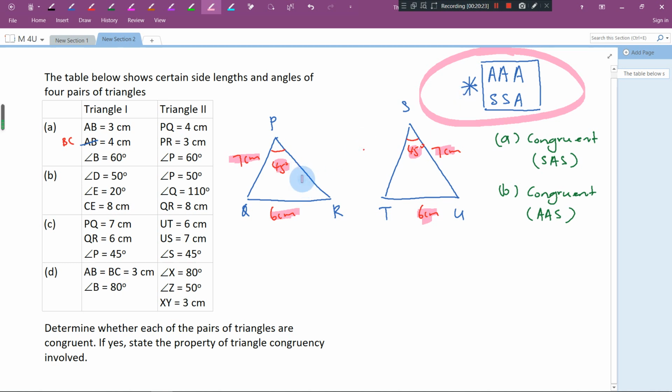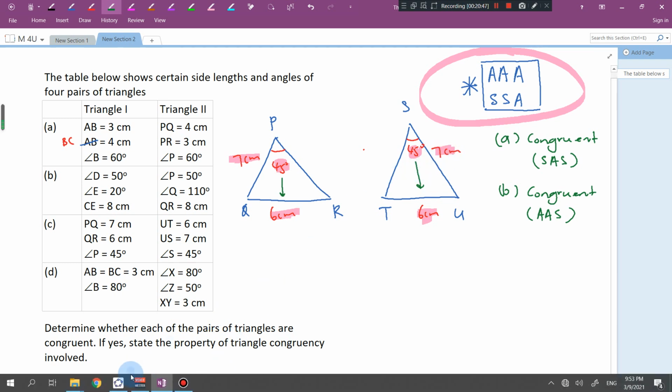Can we make a conclusion that these two triangles are congruent? We don't have the information of area. We actually cannot say that they are congruent. This opposite side here is shorter than this one, right? So it can be congruent, it can be not congruent. Why? Let me show you here.